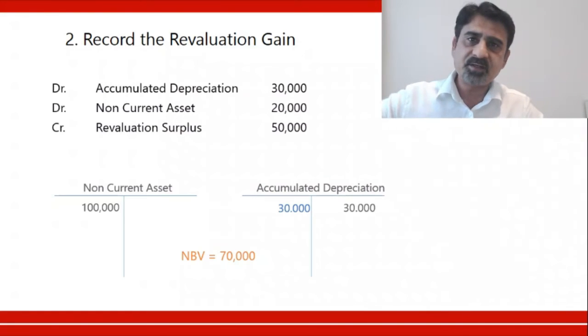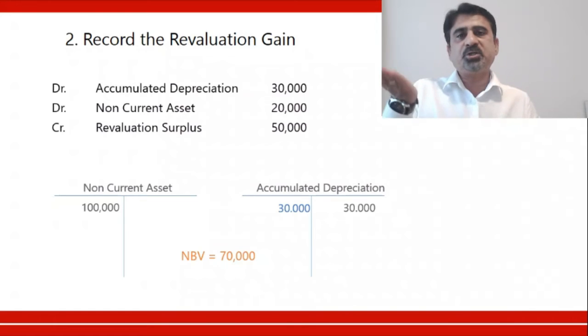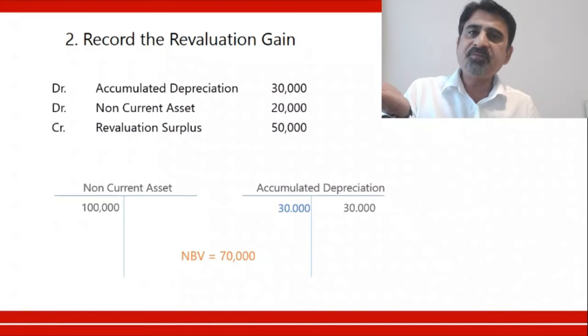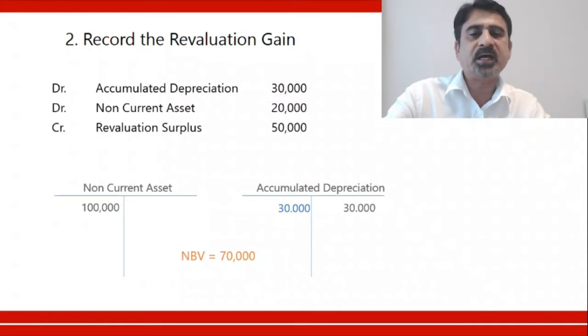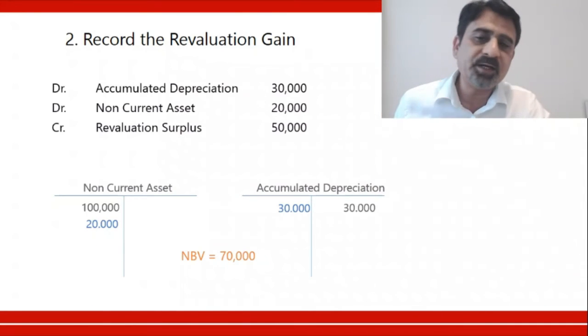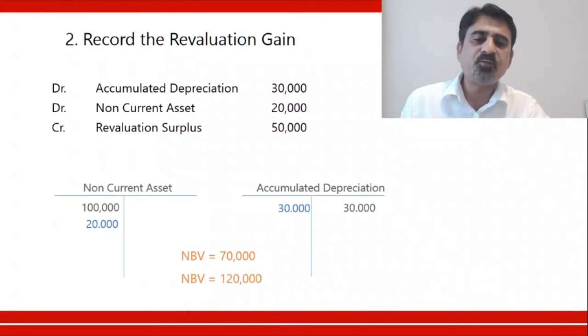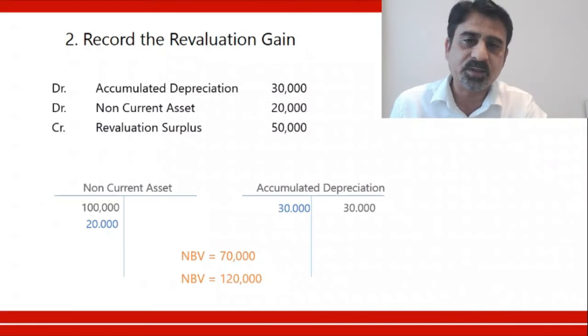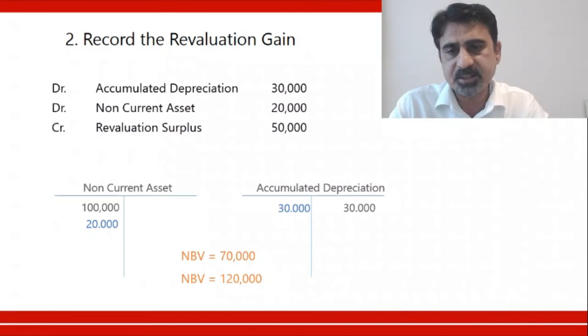30,000 you brought it down. So first we reverse the accumulated depreciation. It helps us to take the asset to the original position of 100K, and then from 100K we add 20K. Here we are adding 20,000 to the non-current asset, because in reality the non-current asset only increased by 20,000, and now you've got a net book value of 120,000. So this is the logic behind reversing the accumulated depreciation.